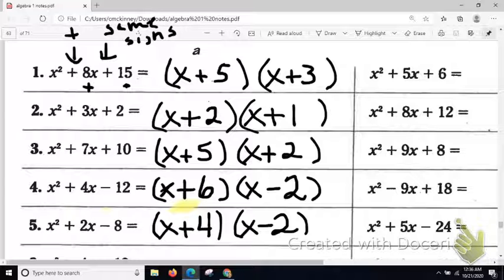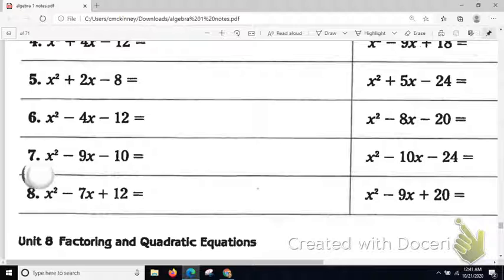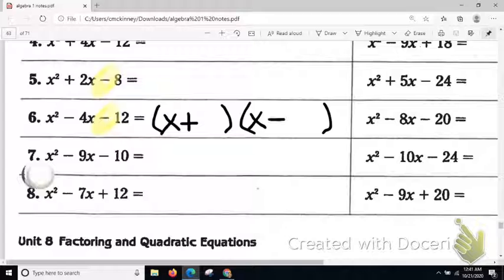All right, I'm going to scroll down. All right, so number 6, there are 2 negative signs, but that does not mean there are 2 negatives in the parenthesis. Remember that if this last one is negative, that means when the 2 numbers multiply, we get a negative. So that means there has to be 1 positive and 1 negative. The difference here is now the negative number is going to be bigger.